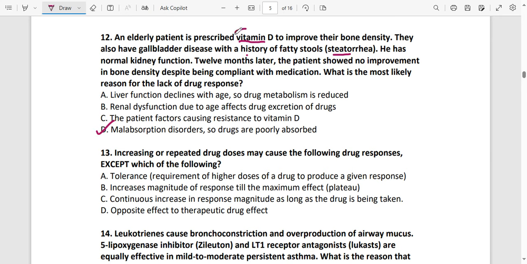Remember, vitamin D is a lipid soluble vitamin. If your gallbladder is not working, you can't produce bile that helps in absorption of vitamins, and that affects everything. The gallbladder produces bile acids, which help first in digestion, so you can't digest the lipids, including the fat soluble vitamins. So there's malabsorption.